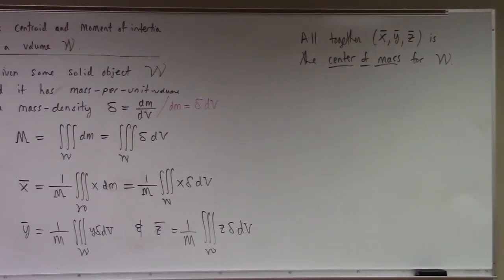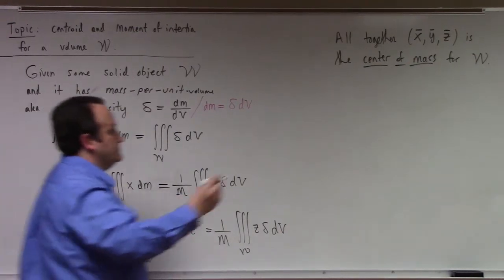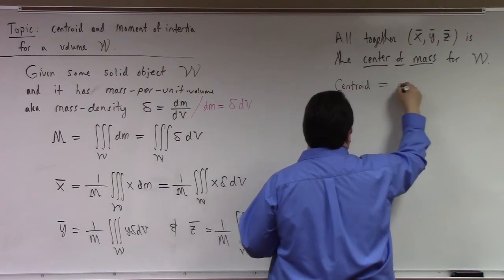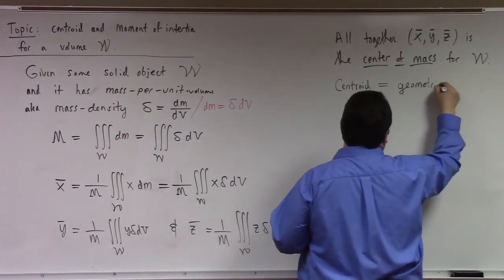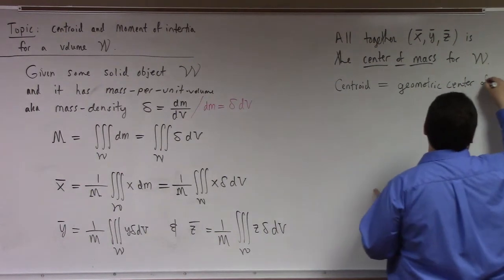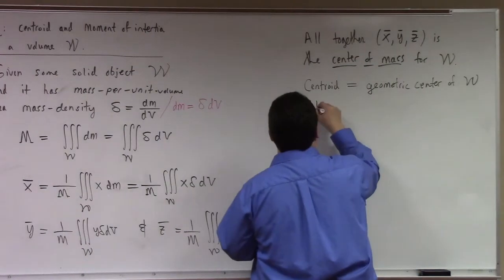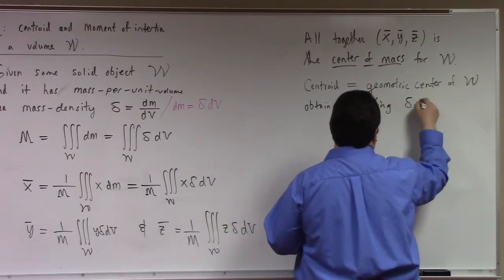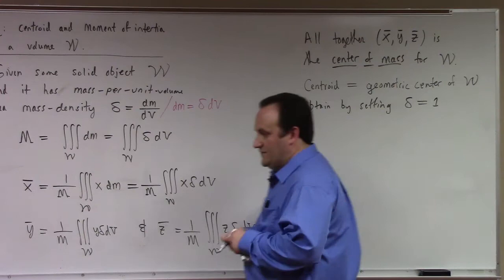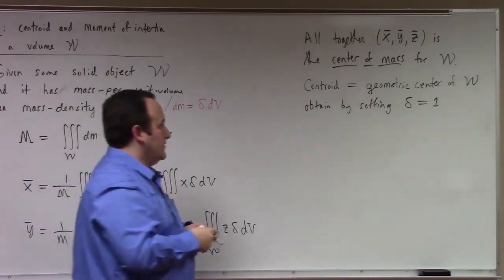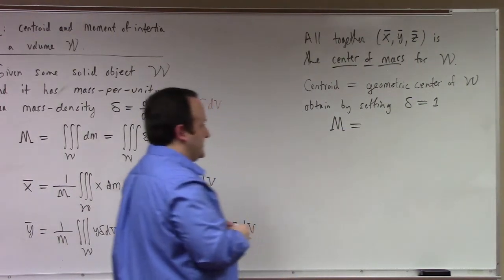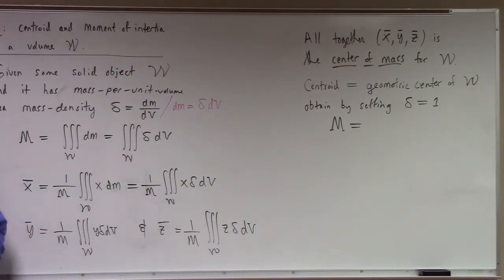But listen, what's the centroid? Centroid is basically the geometric center. Geometric center of W. You can obtain by setting the density equal to 1. If you set the density equal to 1, what does that mean? The mass actually means what in this context? If the density is 1, what's the mass actually? Right, it's actually just the volume of W.